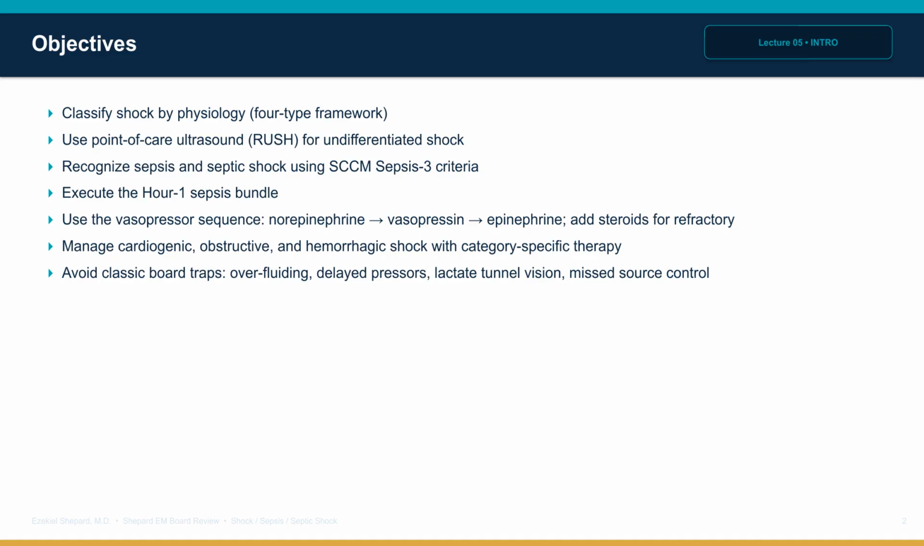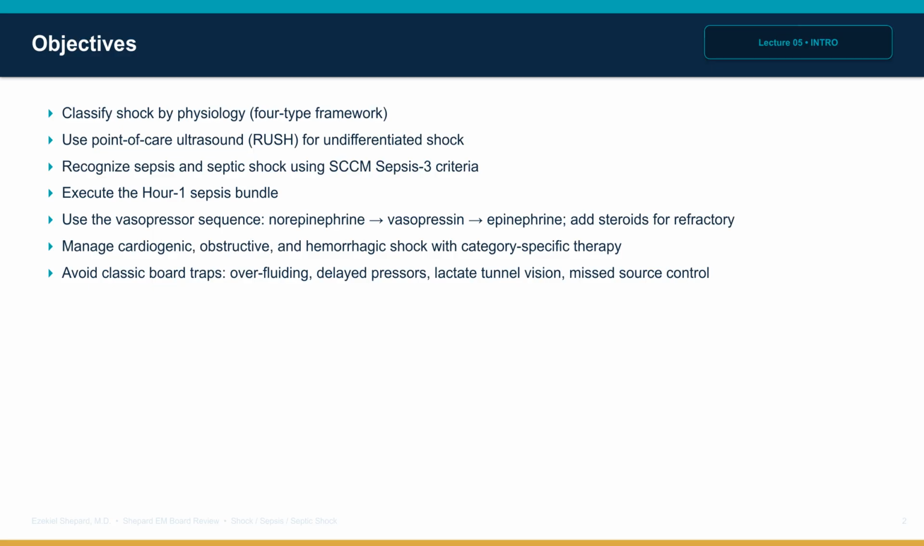The objectives are these. First, classify shock by physiology and recognize the four-type framework. Second, use point-of-care ultrasound to evaluate undifferentiated shock. Third, recognize sepsis and septic shock using current Society of Critical Care Medicine criteria. Fourth, execute the Hour 1 sepsis bundle. Fifth, use the vasopressor sequence. Norepinephrine first, vasopressin second, epinephrine third, with stress dose steroids for refractory septic shock.